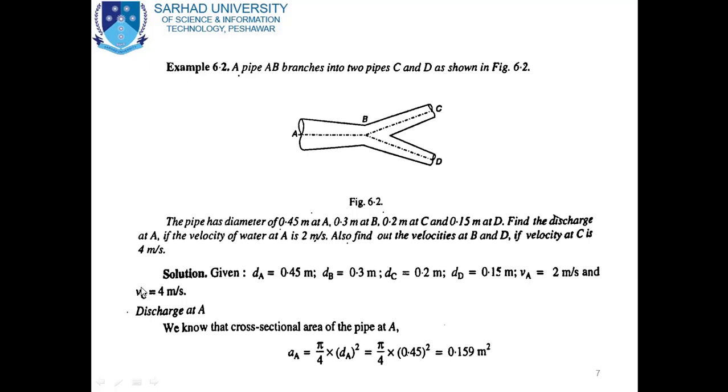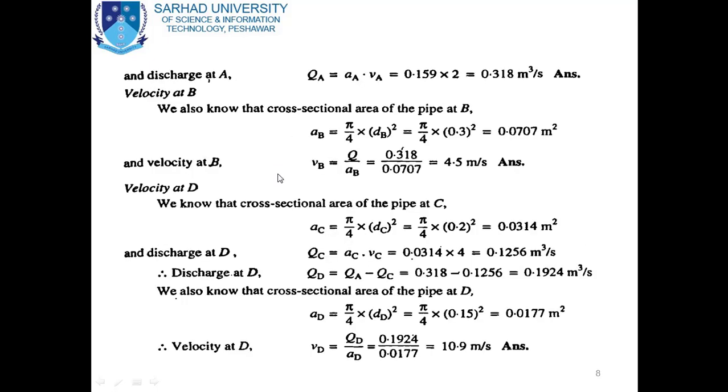Now first of all we will find the discharge at point A. So we know that the cross-sectional area of the pipe at point A is equal to pi by 4 dA square. The dA value is already given, which is 0.45. So put the value and you will get the area at point A, AA, equal to 0.159 square meter. Now we have to find the discharge at point A. So we have the equation of discharge Q is equal to AV. The area of the pipe at point A is already found out, which is 0.159, and VA is already given, which is 2 meter per second.